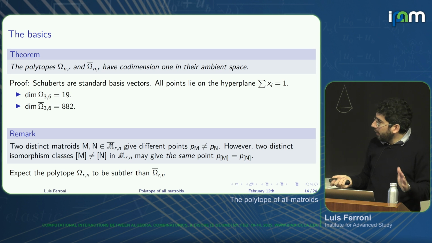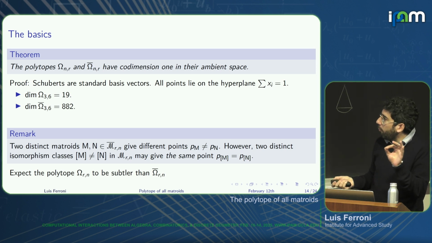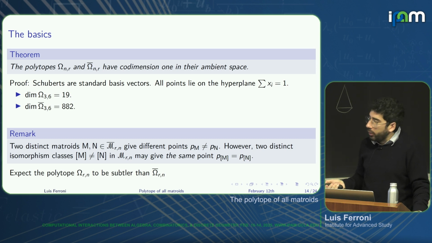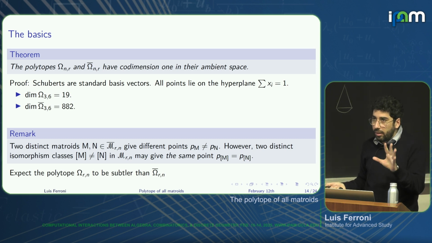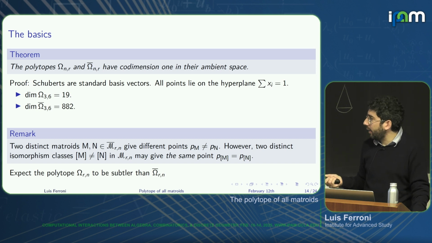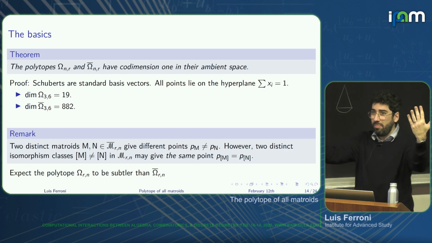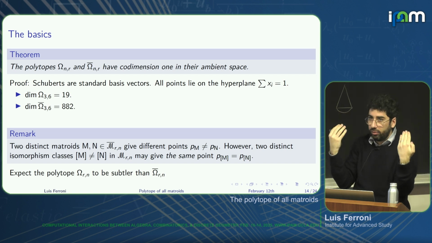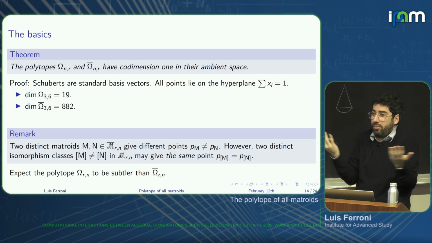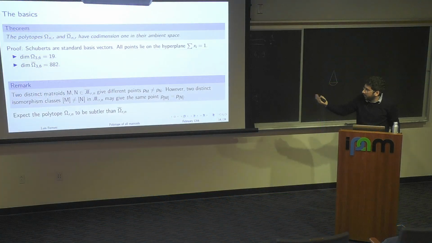Okay, remark. In the labeled case, in the polytope omega bar Rn, whenever you give me two matroids that are not the same matroid, they will give me different points. The reason is that if you give me two different matroids, the indicator functions cannot be the same. If they were inducing the same point, the indicator function would be the same, so I would have the same matroid. So that's essentially a trivial thing to check.